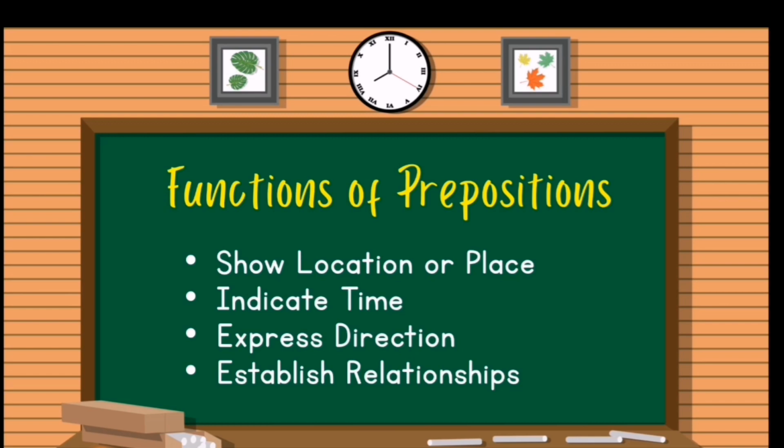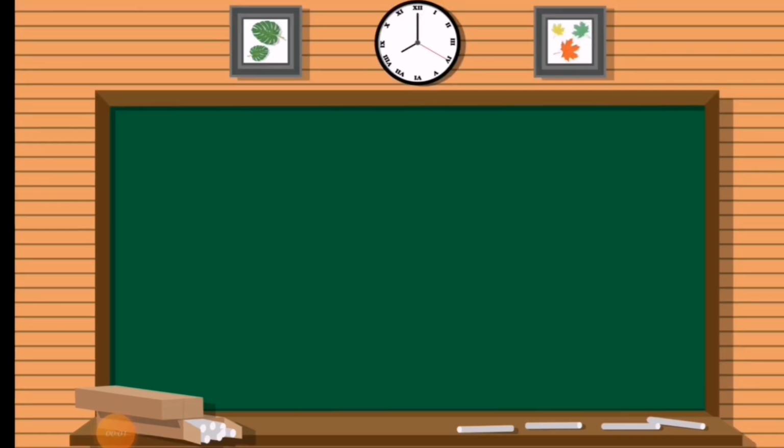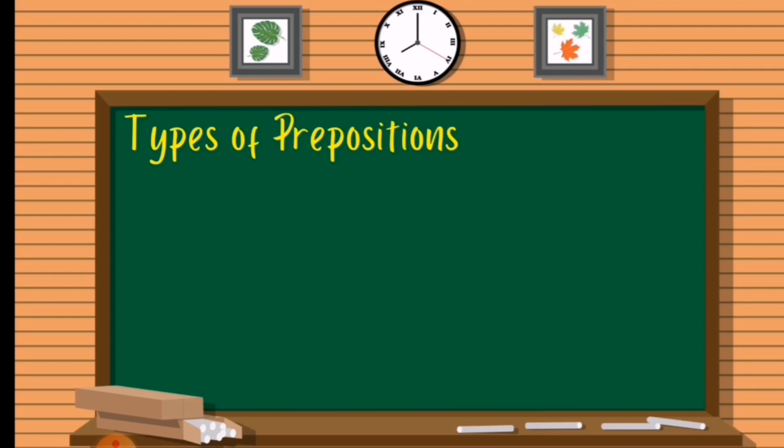Again, the functions of prepositions are to show location or place, indicate time, express directions, and establish relationship between object, person, or places. We are done in discussing the functions of preposition. Now we are going to discuss the different types of preposition.